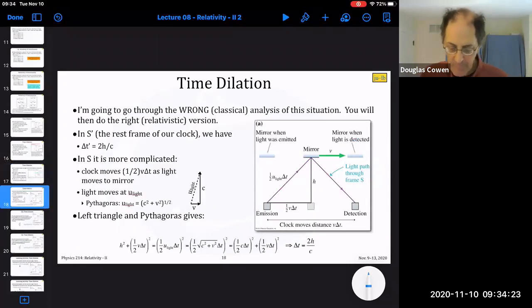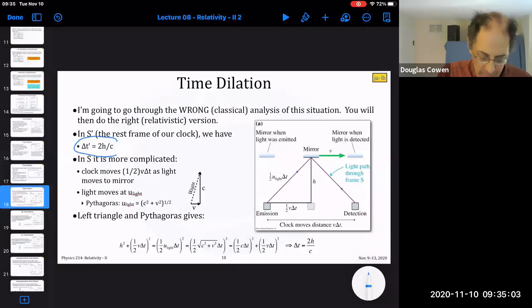So let's first go through the wrong analysis of this situation, and then together we'll do the right, the relativistic version. So in S prime, which is the rest frame of the clock, the light pulse goes up and then comes back down again. Assume that I'm in S prime. I watch the light pulse go up and down again. It travels a distance 2h, h going up and h going down, and it moves at the speed of light c. And so delta t prime, the amount of time it takes for the light to be emitted and then detected, is 2h over c.